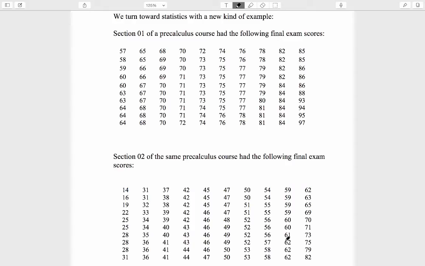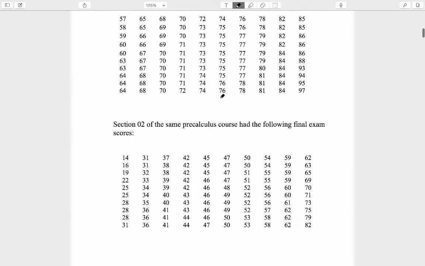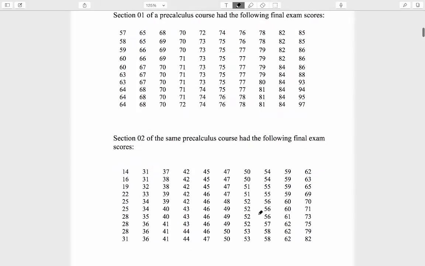We now turn our attention towards statistics with a new kind of example. Section 1 of a pre-calculus course had the following final exam scores. They range from 57 to 97, but this is a whole collection of 100 numbers, and it's a little bit overwhelming to look at. Section 2 also had 100 students, and these are their final exam scores. If your eyes are glazing over looking at all these numbers, that's a good reaction.